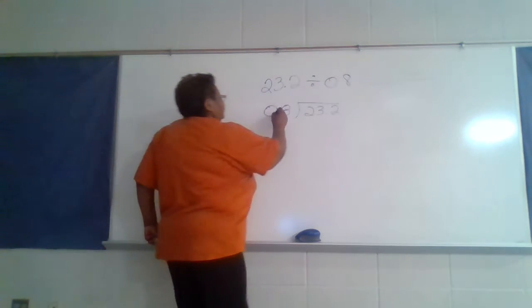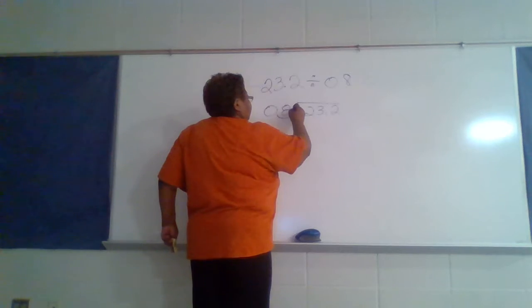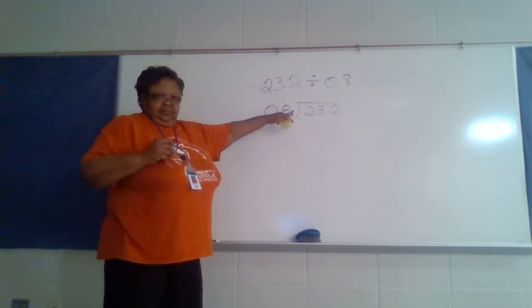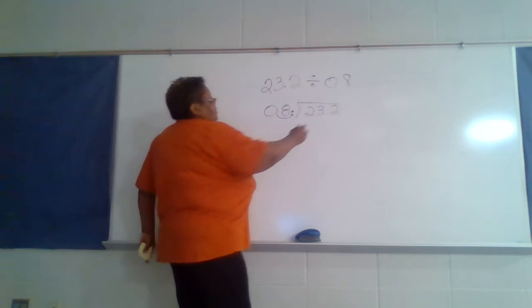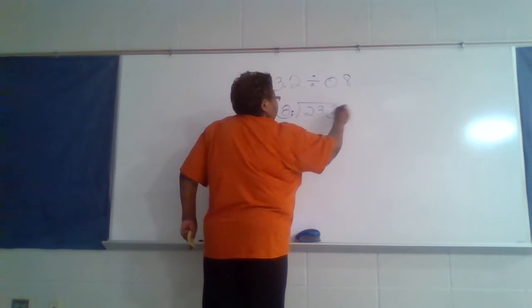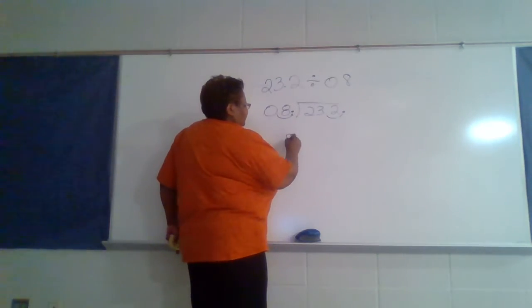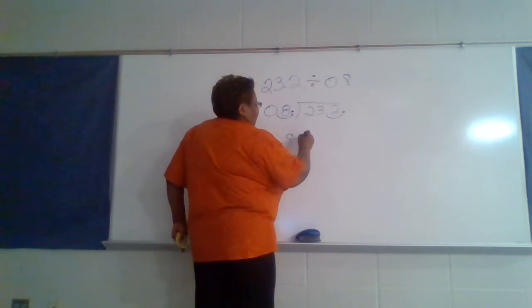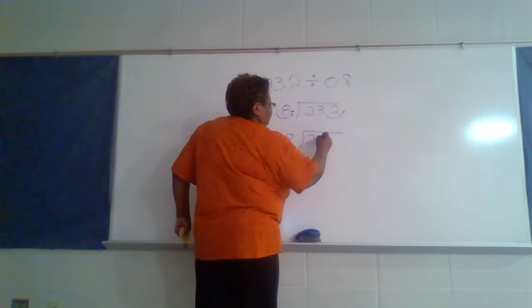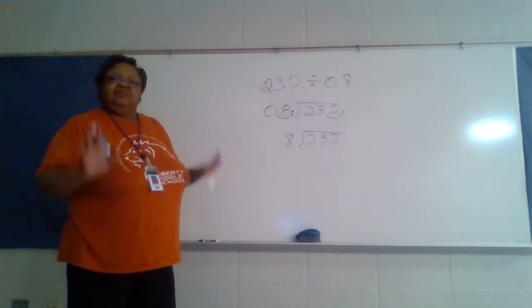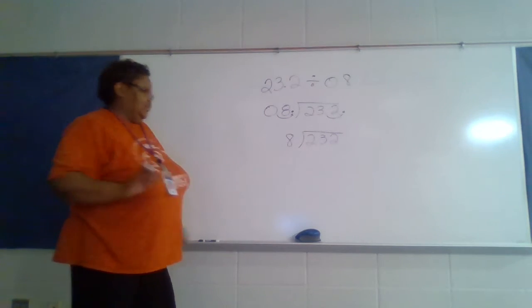So I'm going to move this over 1 space, and that's where my decimal is now. It's here. Now I'm going to move this one over 1 space, because whatever I do here, I have to do here. So I'm going to rewrite my problem just to clean it up a little bit. So that becomes an 8, and this becomes 232. Now we do regular long division.